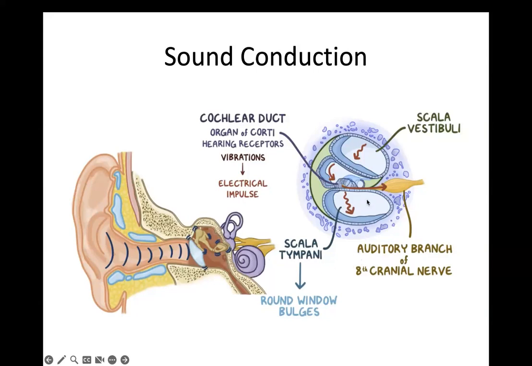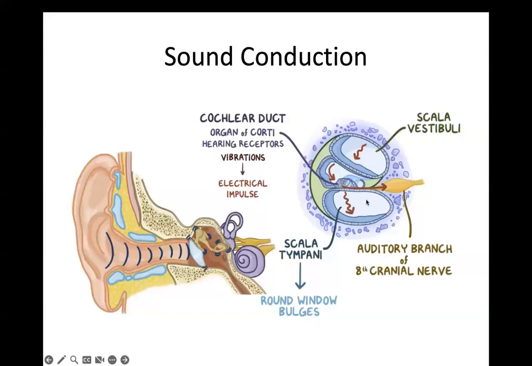So the fluid basically travels in these spaces called the scalas, okay? Here, the fluid here is called the endolymph. The fluid here and here is called the perilymph, okay? So this fluid basically vibrates in response to the vibrations of the stapes. And this in turn stimulates the organ of Corti, which is the main organ responsible for interpreting the sound waves and converting them to chemical, then to electrical impulses, okay? So it's converted from mechanical, chemical, then electric. And we'll see the exact mechanism of doing that in a bit. But so, that's the purpose of the organ of Corti, okay?